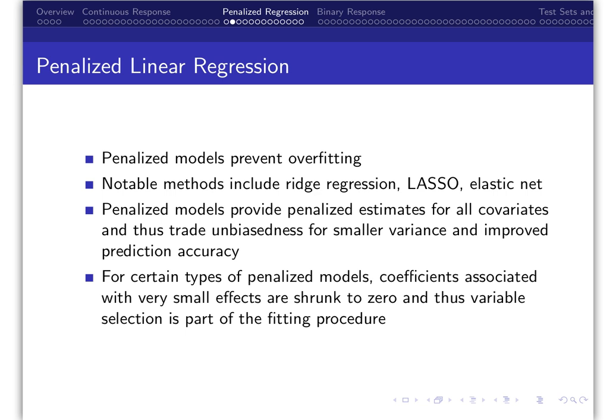Penalized or regularization methods such as ridge regression, least absolute shrinkage and selection operator, or LASSO, and elastic net are alternatives to traditional statistical models that can be used to estimate a regression model when p is greater than n. Penalized models provide penalized estimates for all covariates and thus trade unbiasedness for smaller variance and improve prediction accuracy. For certain types of penalized models, such as the LASSO and elastic net, coefficients associated with very small effects are shrunk to zero, and thus variable selection is part of the fitting procedure.